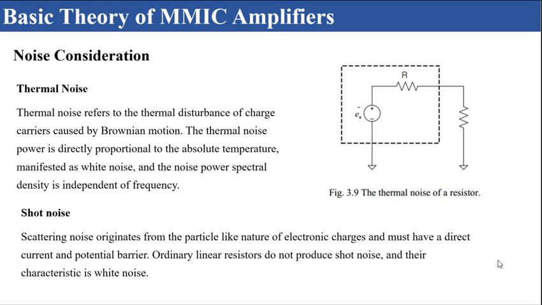And this part is the noise consideration. The first one is thermal noise. Thermal noise refers to the thermal disturbance of charge carriers caused by Brownian motion. The thermal noise power is directly proportional to the absolute temperature, manifested as white noise, and the noise power's spectral density is independent of frequency.